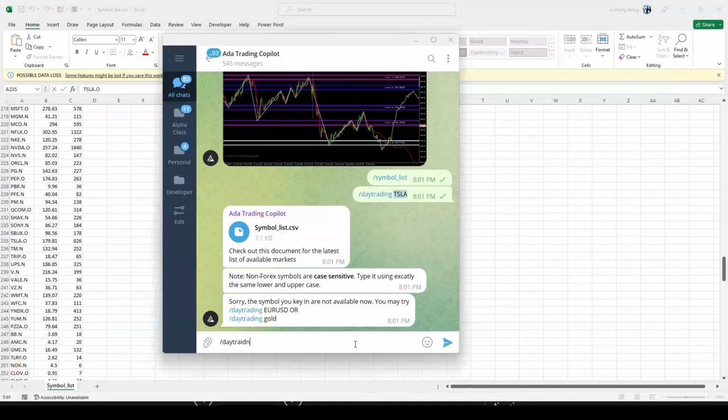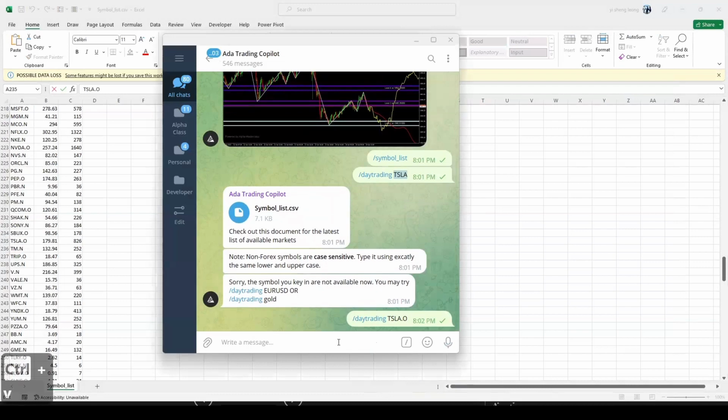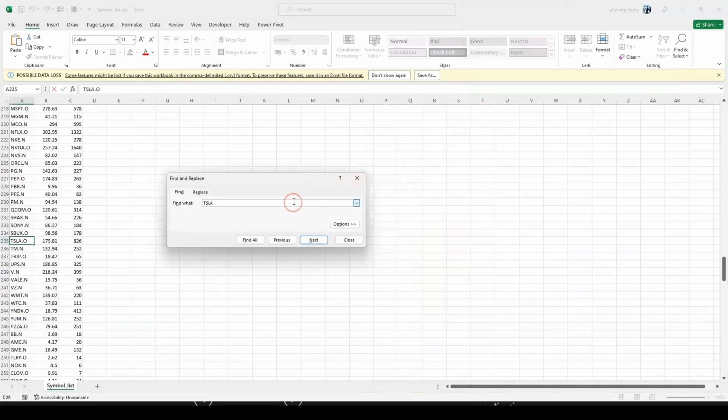/day trading. I think Tesla stock hasn't opened, so I think the result will not be accurate. But never mind, we can just give it a try. DAX. What is DAX?